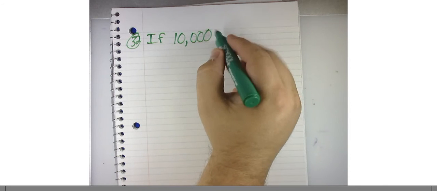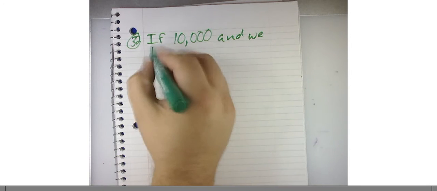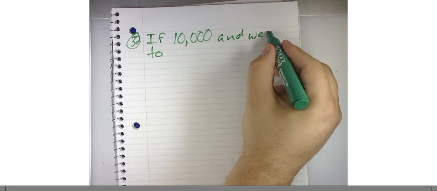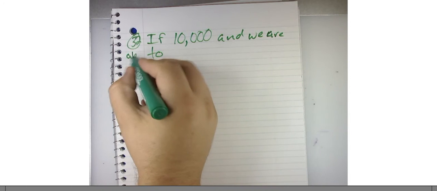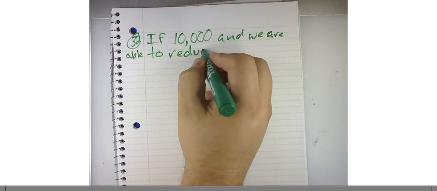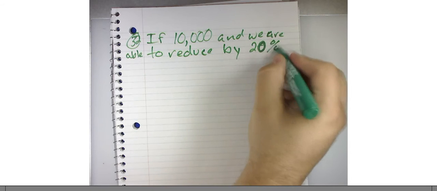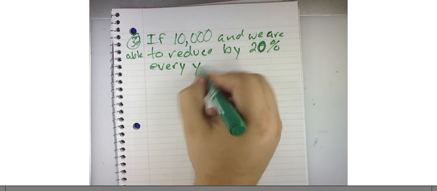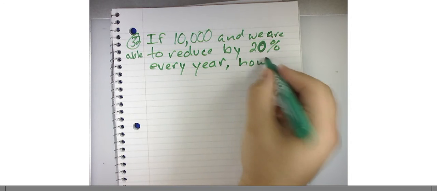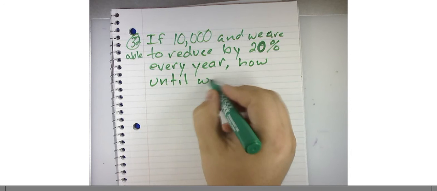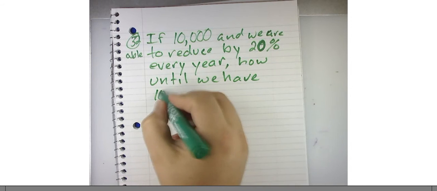For problem number 32, we are asked: if there are 10,000 diseases or cases of disease, and we're able to reduce that number of cases by 20% every year, how long until we have only 1,000 cases?